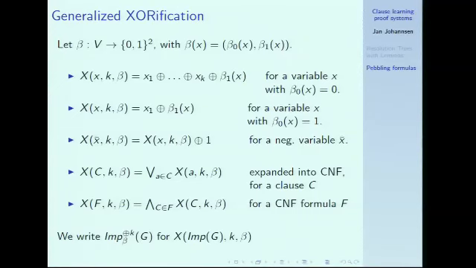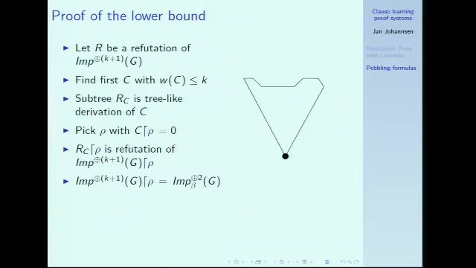So this is the generalized XORification, and we use this notation for it. We put this beta into the lower index. This is a description of what happens if we put such a restriction rho onto the implication graph formula, the k plus 1 XORified one. Then we get a generalized 2-fold XORified formula.